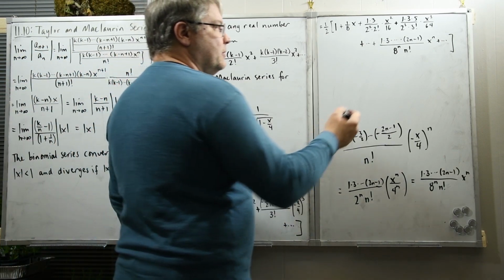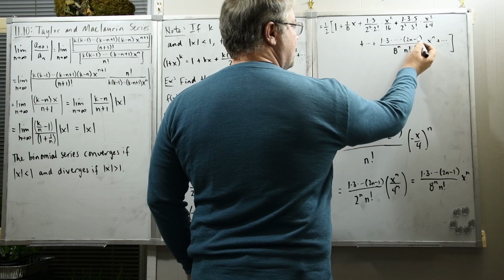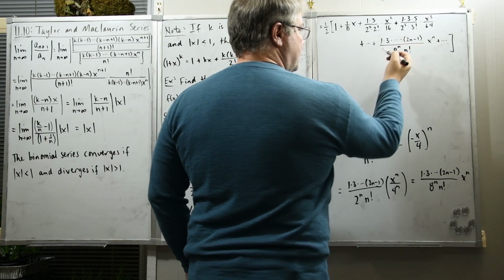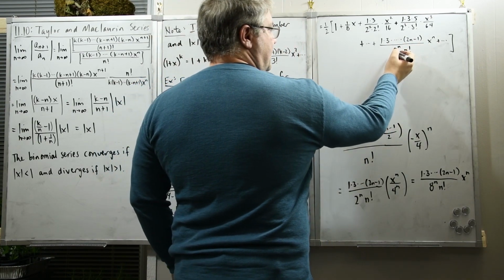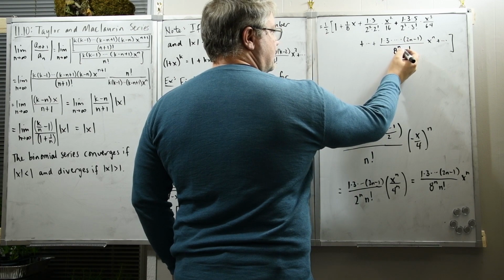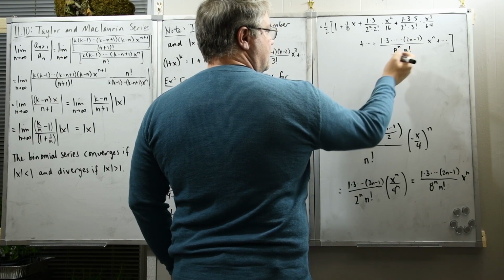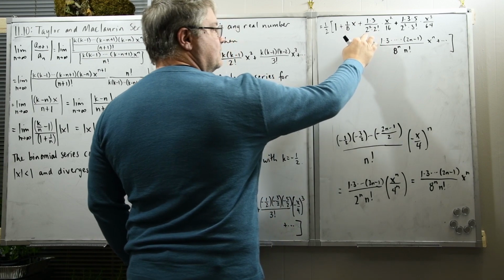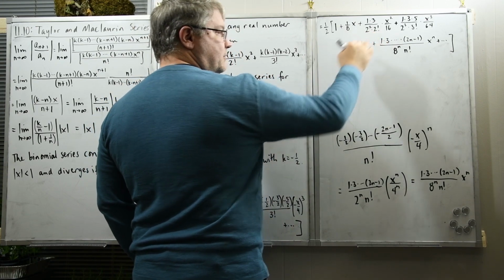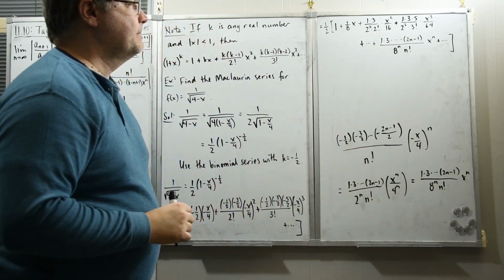What if n is 2? 2 times 2 gives you 4, minus 1 gives you 3, so you'd only have a 1 times 3 up top. 8 squared, well, that's going to give you 64. And then times 2 factorial. 16 times 2 squared, 16 times 4 gives you 64. There's your 2 factorial as well.